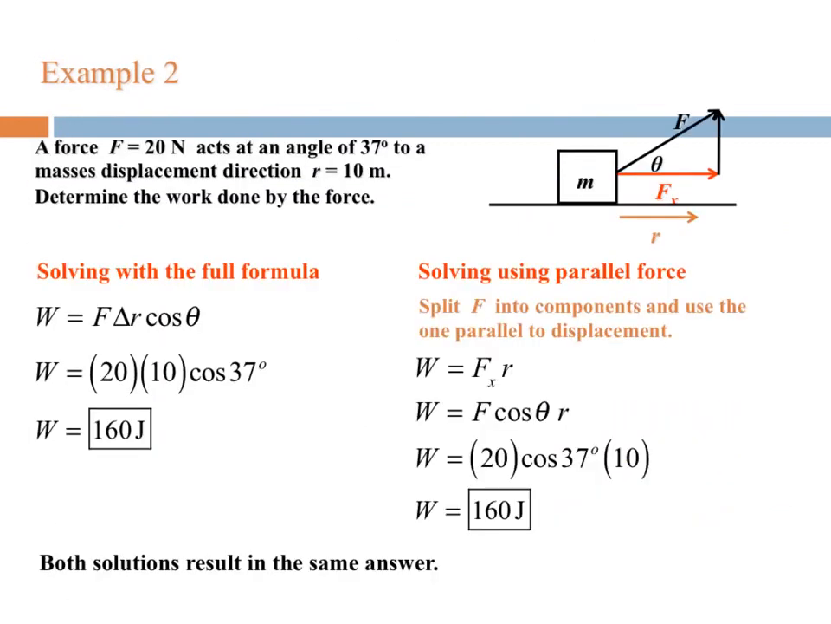This is another example of being able to solve work doing two different methods, either using the force that's already parallel to that displacement or using the angle between that force and the displacement. So I showed this in a previous slide. Here we have a force of 20, a displacement of 10, and the angle between them would be 37 degrees. Or you can say that my force that's parallel to my displacement would be F cosine theta, and then my displacement would be 10, so I still get the same answer either way.